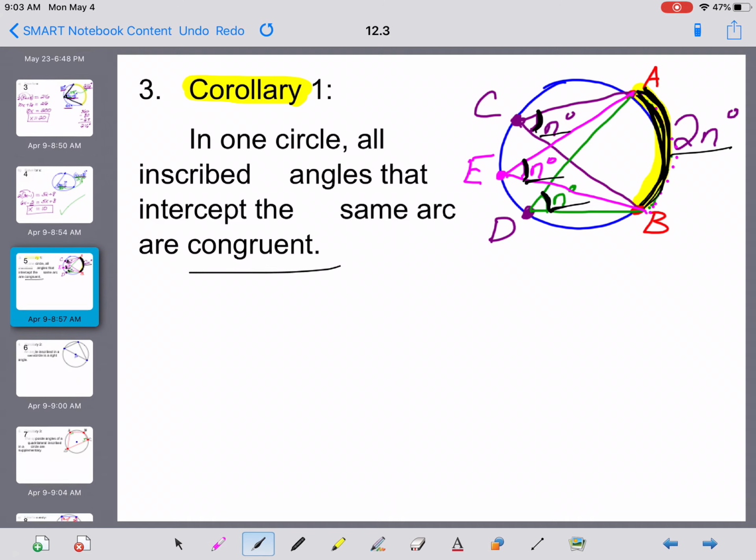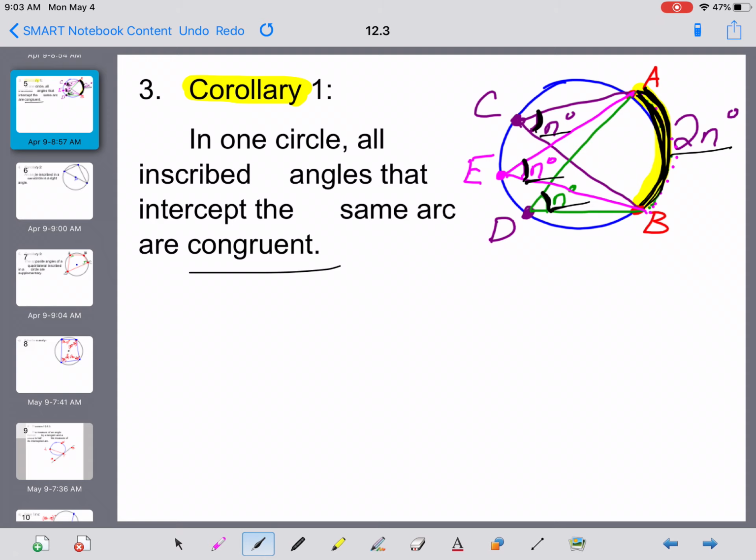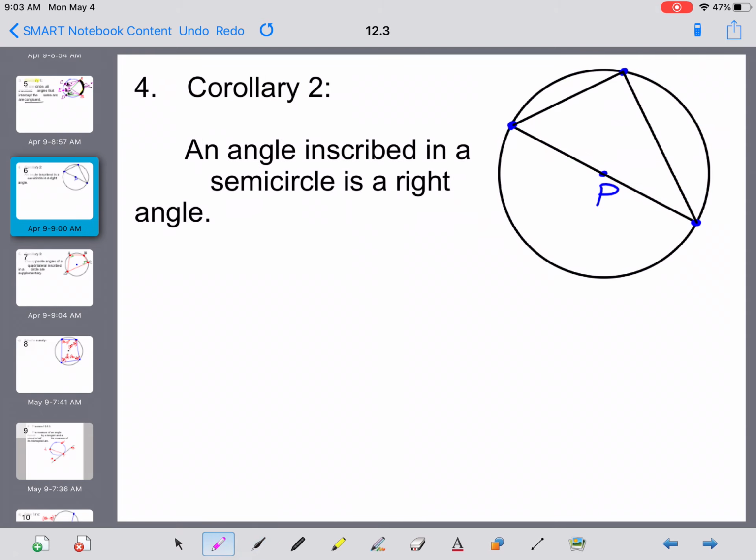They're all going to have the same measure of n degrees. Okay, that was corollary number 1. Here's another corollary. Let's go with corollary number 2.